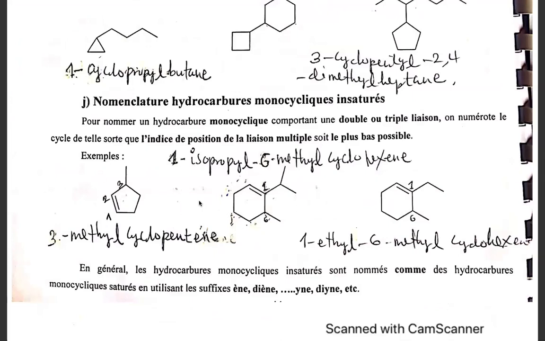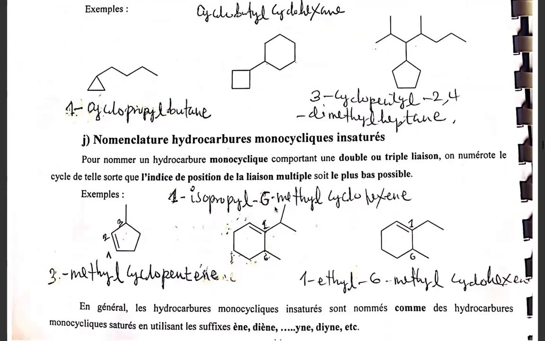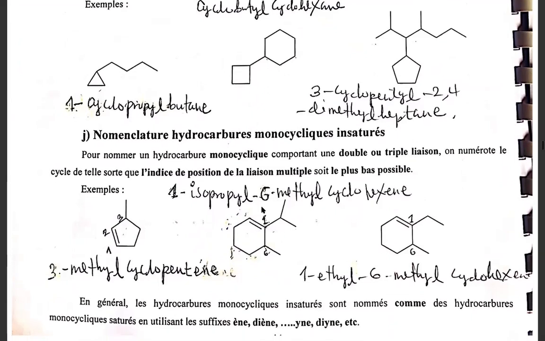Now, for you to name any cyclic chain, we are supposed to first consider the principal chain. And the principal chain, like we stated last time, is the cycle itself. The cycle itself is the principal chain, so it contains the highest number of carbon atoms. Then whatever is attached to the principal chain, which is the cycle, becomes a substituent. We've been looking at this for a while.